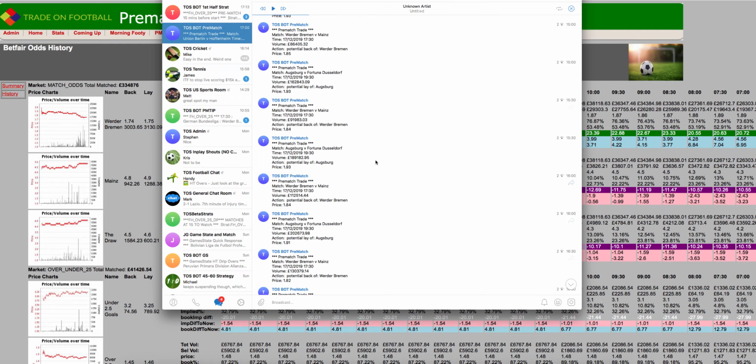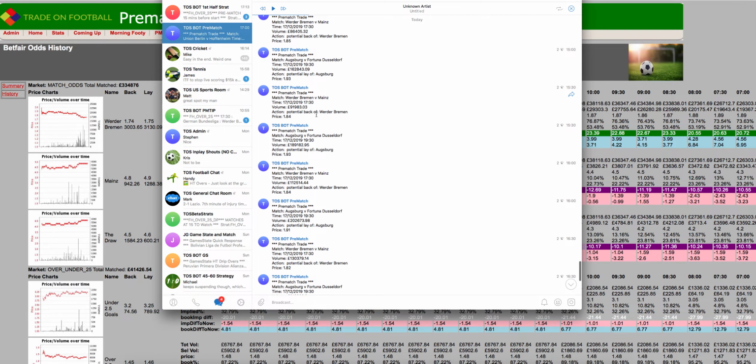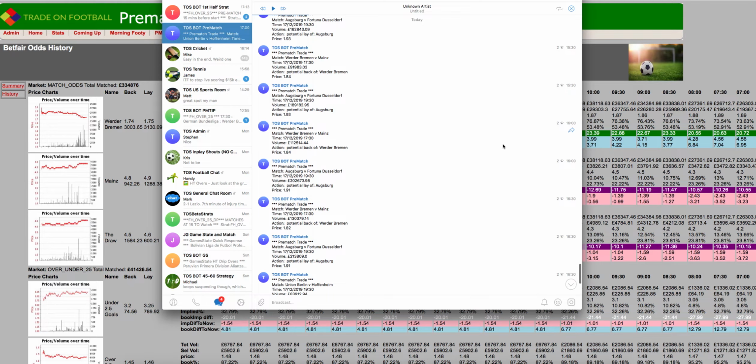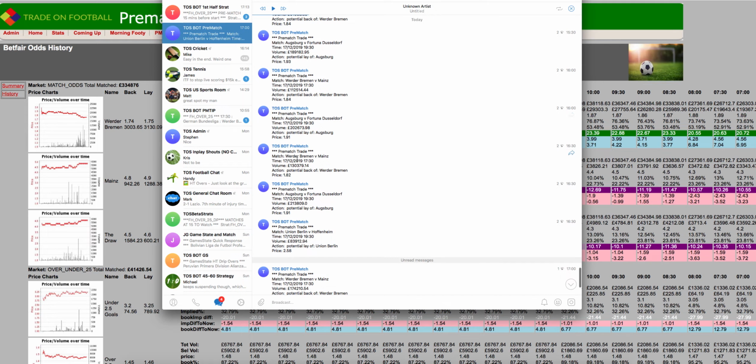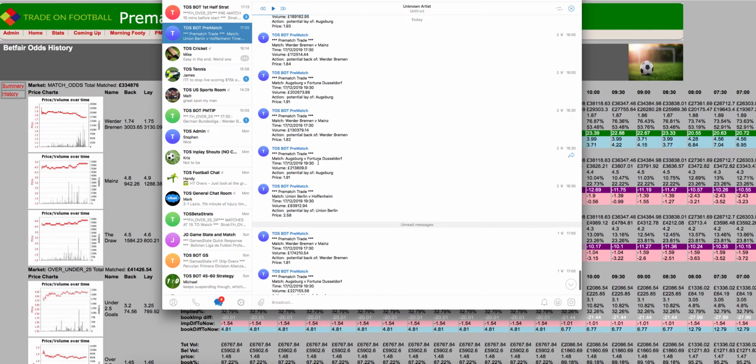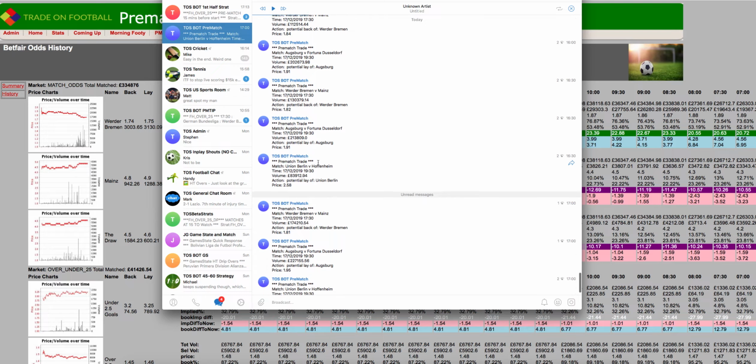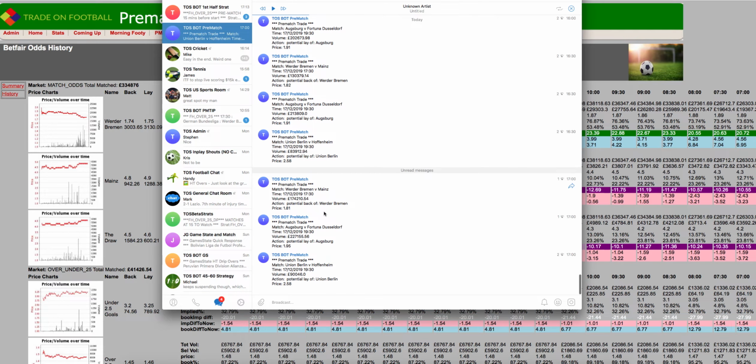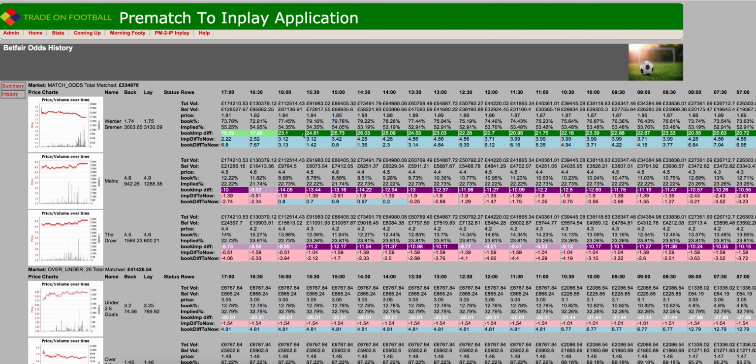But as soon as you see this, it gives you confidence to go in. At 3:30 again, it said potential back of Werder Bremen. 4 o'clock, 4:30, and again 5 o'clock, potential back of Werder Bremen. So as long as you keep on seeing these alerts come up, you know that you've still got a reasonable trade.